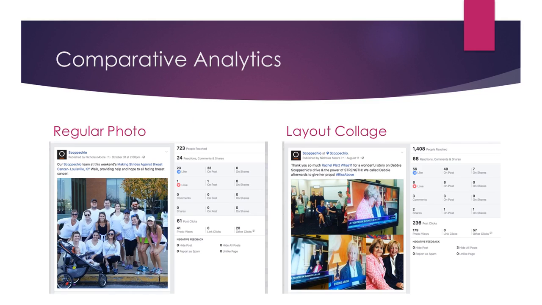So I want you to see how this actually compares from an analytics standpoint to other posts. On the left, you see a regular photo taken of some Scopecchio staff that I posted. You see a reach of 723 and then basically direct engagements of 24. While on the right, using the Layout collage, that jumps to a reach of 1,408 people and direct engagements of 68 people. So it's a notable increase. They're both photos, but clearly the one on the right is more dynamic and more visually interesting, and we see that engagement follows this.